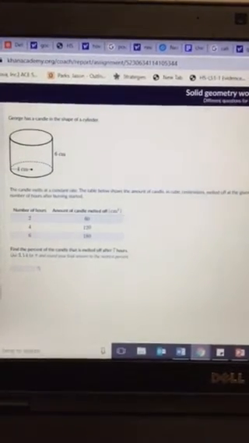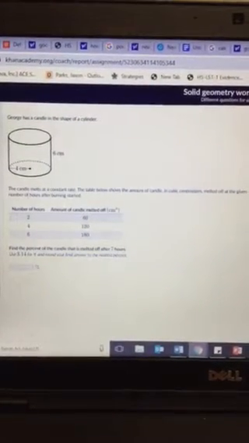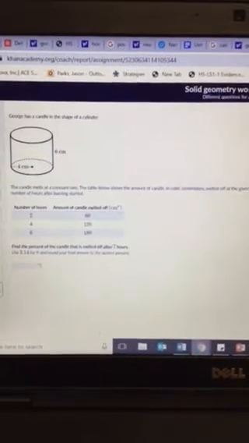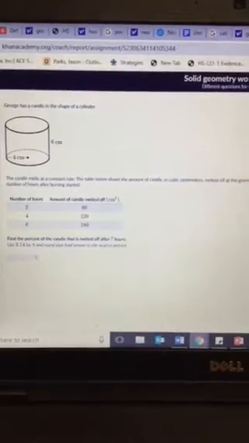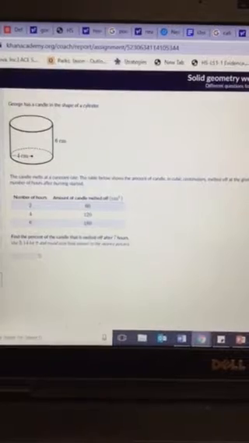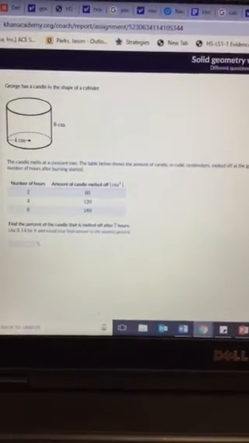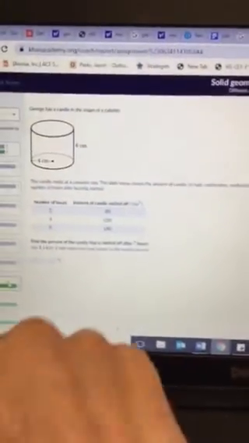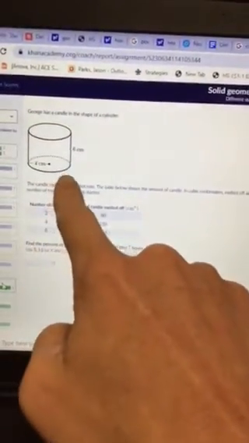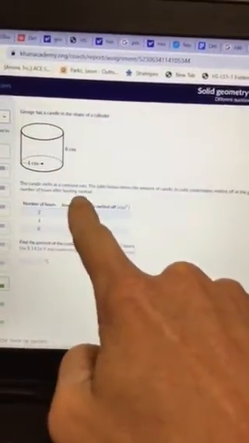Before you start on today's exercise, or before you redo Friday's exercise, I should say, I also wanted to go over question number 3 from Friday's exercise. It says this: George has a candle in the shape of a cylinder. And they show an image of this cylinder here. The candle melts at a constant rate.